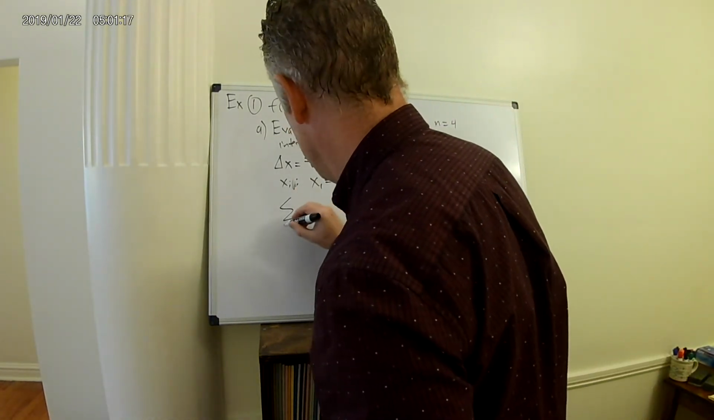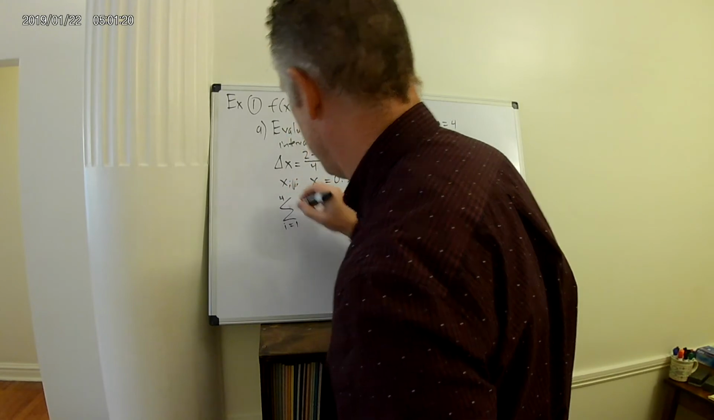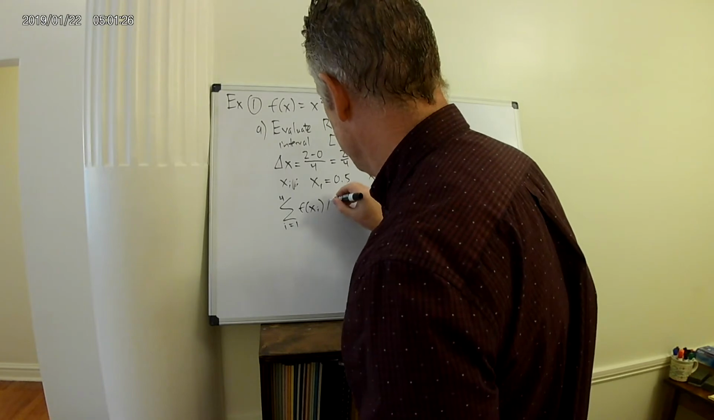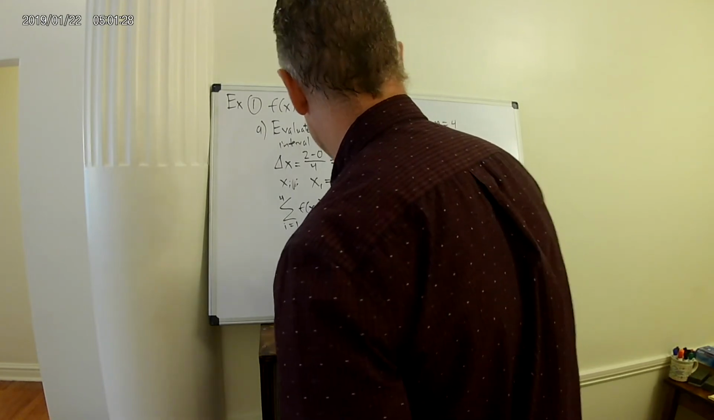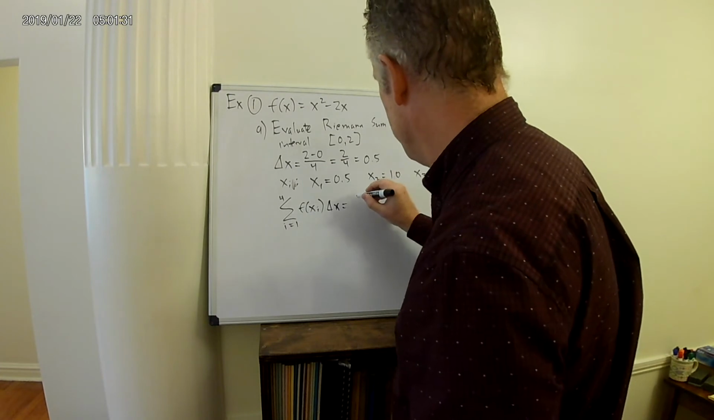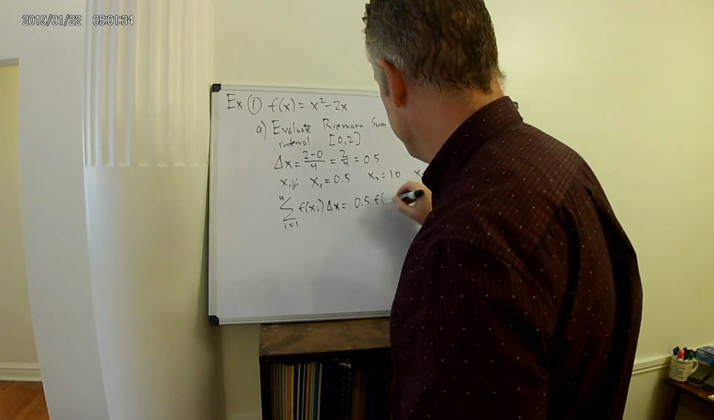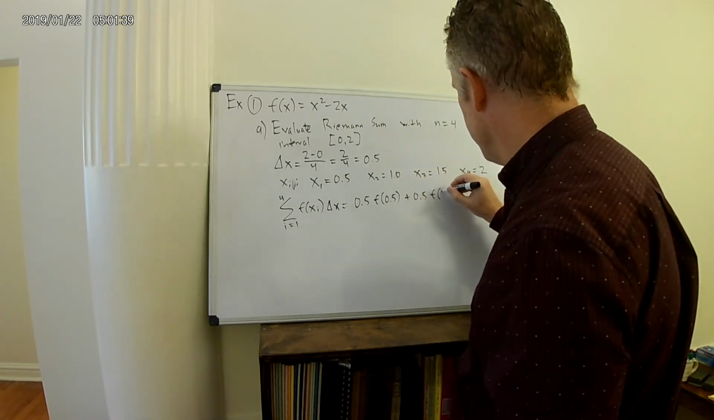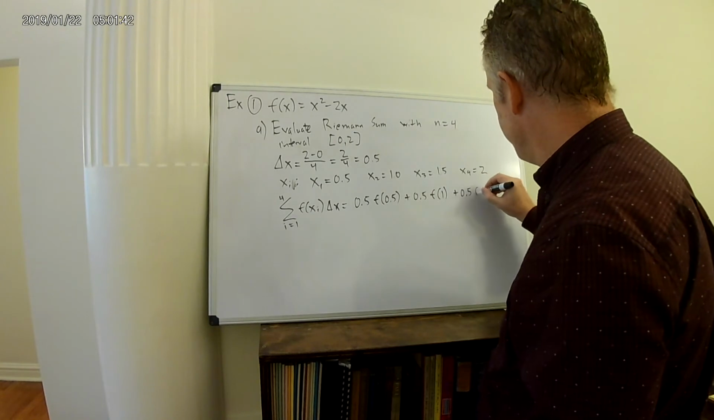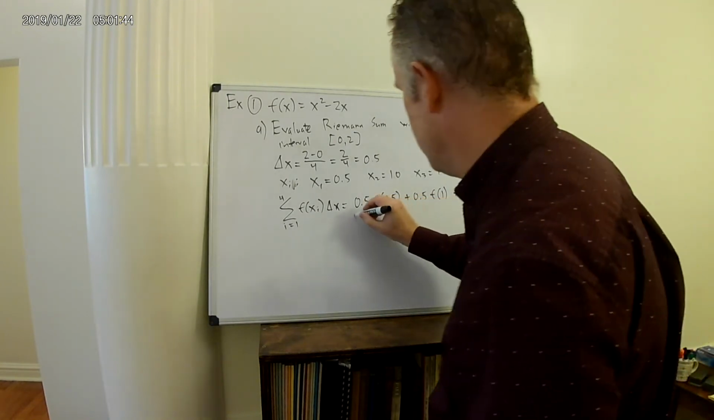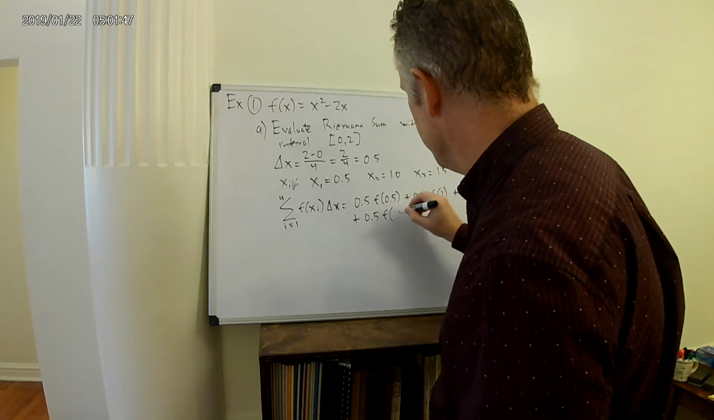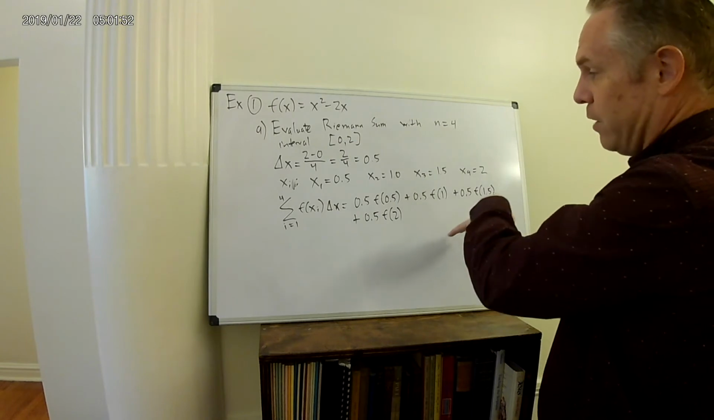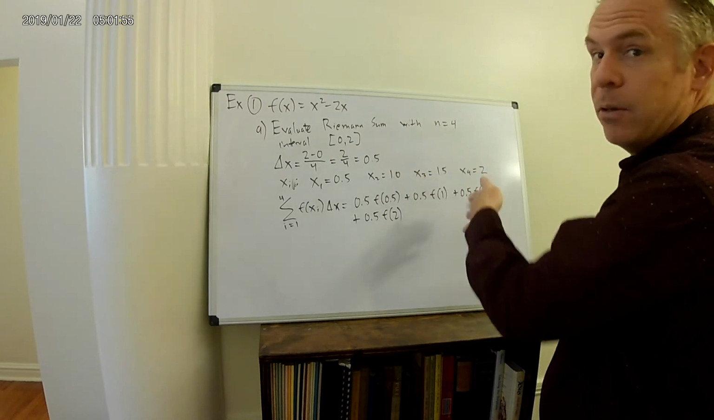So the sum from i equals 1 to 4 in this case, up to 4 because we're using 4 rectangles, of f of x sub i times delta x will simply equal, delta x is always 0.5, so it'll be 0.5 times the function evaluated at 0.5 plus 0.5 times the function evaluated at 1 plus 0.5 times the function evaluated at 1.5 plus 0.5 times the function evaluated at 2. Okay, this is our width. This is the height of the rectangle. These are the 4 rectangles we're using. We're calculating the area of each rectangle and adding them up.